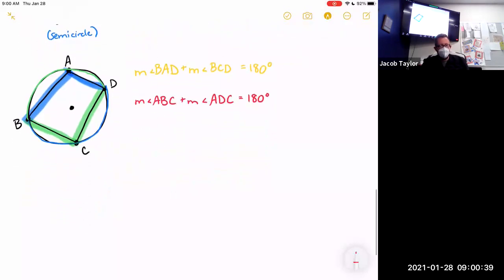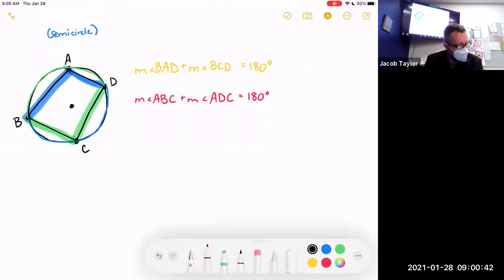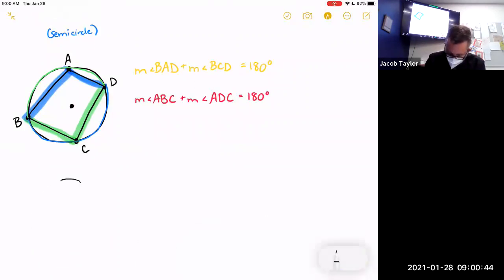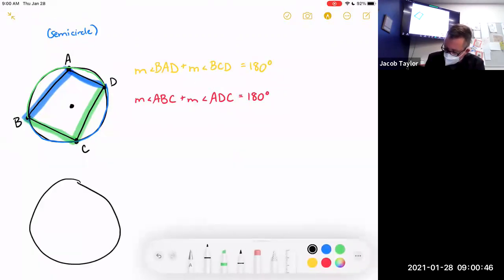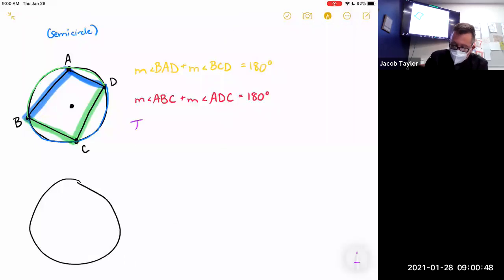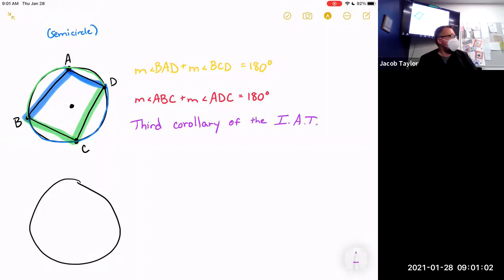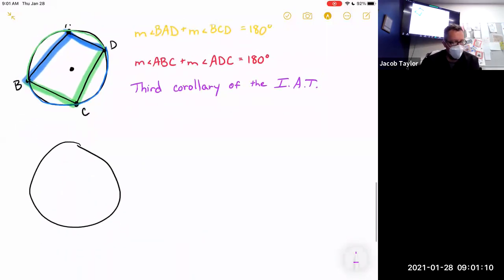Hey, let's actually use that corollary in a problem. What do you think? Oh yeah, sorry, I need to label that, don't I? It's actually called the ninth corollary. There might be a million bajillion, but we only learned three. We learned one, two, and nine. And by nine, I mean three, third corollary. Please don't write 129. I was just kidding.